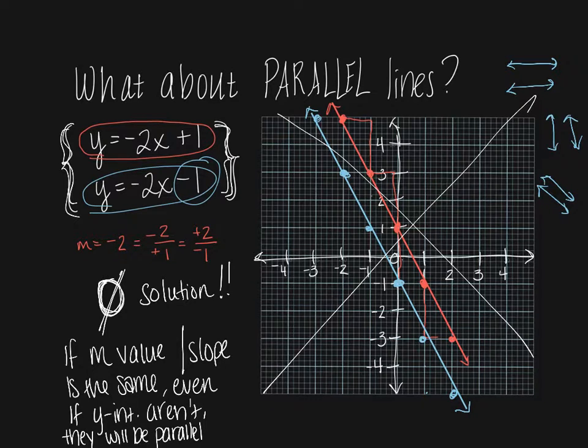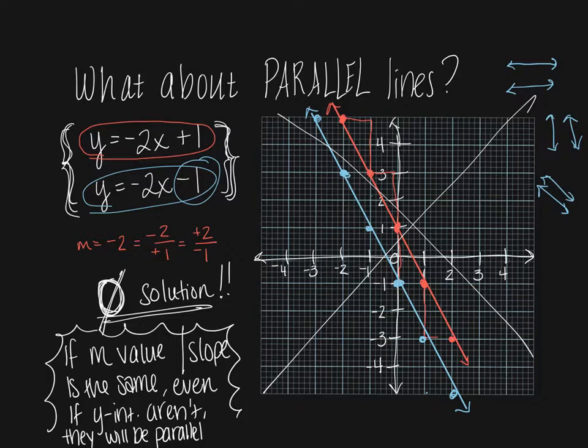One more time. If the m value or slope is the same for both of my equations, and the y-intercepts aren't the same, then the lines will be parallel and you have no solution. Make sure you have this written down and you have this example.